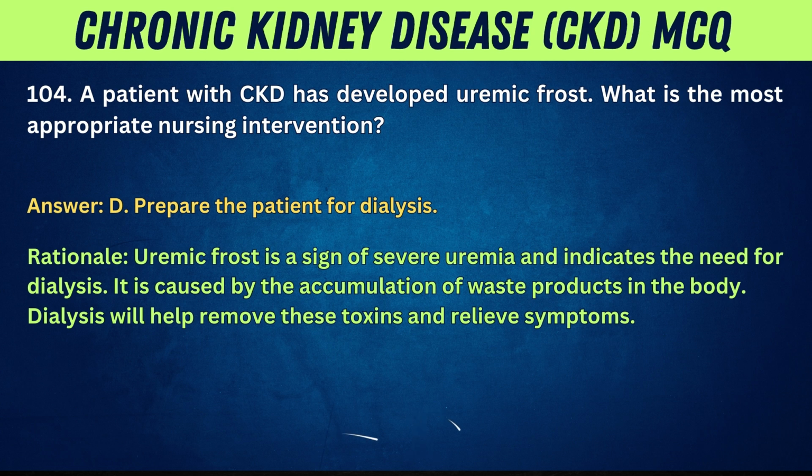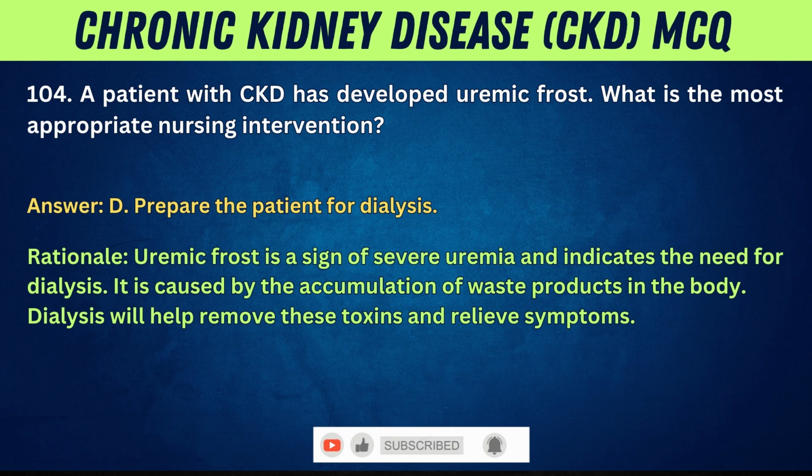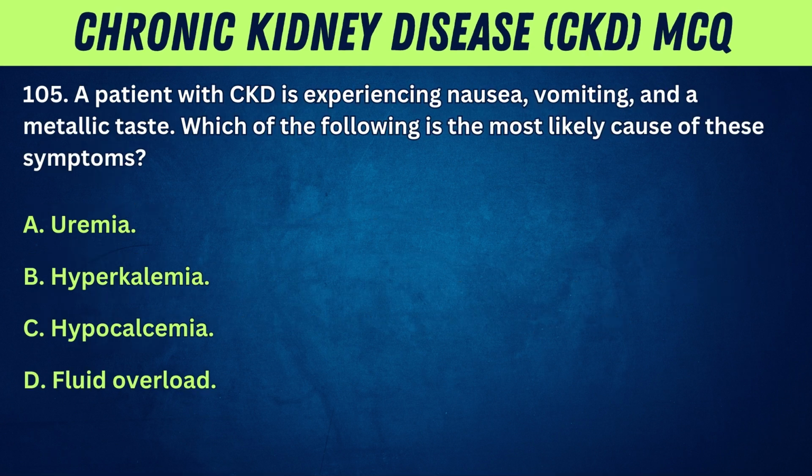Rationale: uremic frost is a sign of severe uremia and indicates the need for dialysis. It is caused by the accumulation of waste products in the body. Dialysis will help remove these toxins and relieve symptoms.